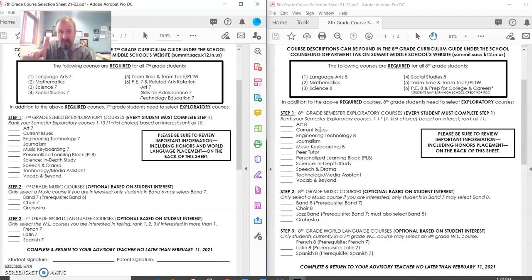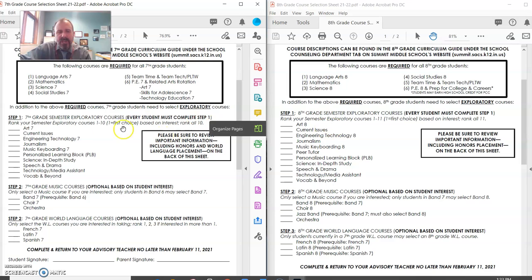Number 1 would be the course that you want the most, and number 10 for 7th grade, and number 11 for 8th grade would be the course that you would want the least, okay? So everyone's going to do that step 1, whether you're a 7th or an 8th grader. Rank order all of them, 1, 2, 3, 4, 5, 6, 7, 8, 9, 10 for 7th, and to 11 for 8th graders, all right?